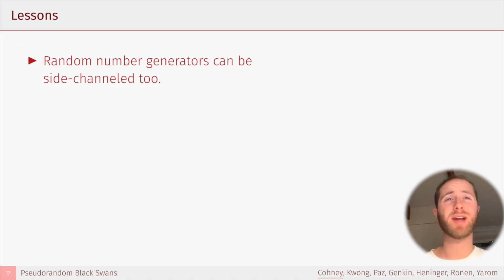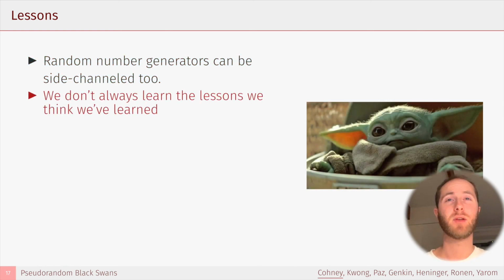What are our overall takeaways from this piece of work? Well, random number generators can be side-channeled too. It's not just encryption and signing that we need to worry about. We don't always learn the lessons we think we've learned. We should never use T-table AES anywhere, ever. This lesson is repeated time and time again, but it still appears not to have sunk in.